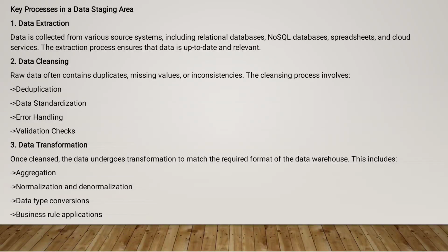Second one, data cleansing. Raw data often contains duplicates, missing values, or inconsistency. The cleaning process involves deduplication, data standardization, error handling, validation checks. And third one, data transformation. Once cleaned, the data undergoes transformation to match the required format of the data warehouse. This includes aggregation, normalization, and denormalization, data type conversions, business rule applications.